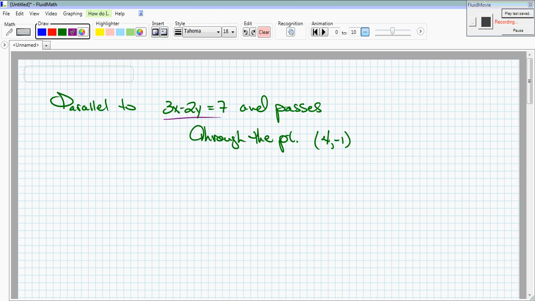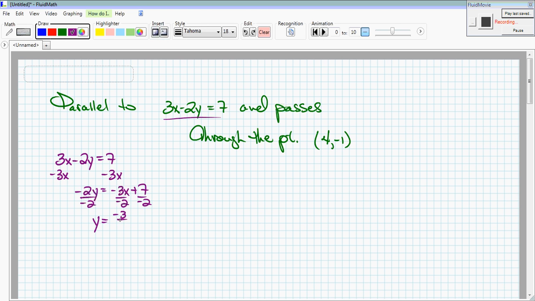The first thing we have to do is solve this equation for y. So that's the first thing we're going to do. 3x minus 2y equals 7. To solve for y, we need to isolate y, so we're going to subtract 3x. Now, I'm going to write this in mx plus b form, so it's a negative 3x and a positive 7. Alright, so I'm going to write it as negative 3x plus 7, and then I'm going to divide every term by negative 2.